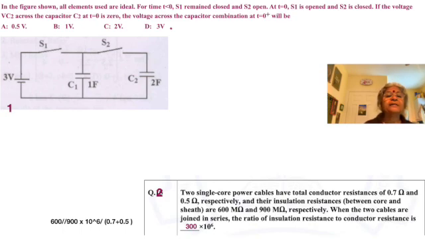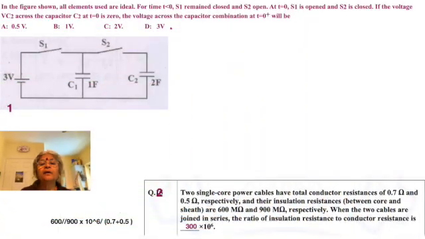For time t less than 0, S1 remains closed. So in the beginning, the source is feeding the capacitor, at least capacitor C1. And S2 remains open. So it's feeding the capacitor and filling it with charges until it is fully charged to the full voltage, that is 3 volts. At t equal to 0, S1 is opened and S2 is closed. If the voltage VC2 across the capacitor at t equal to 0 is 0, what is the voltage across the capacitor combination at t equal to 0 plus?